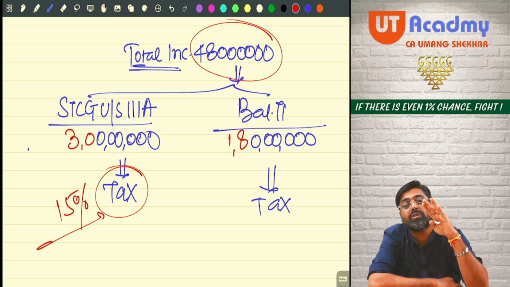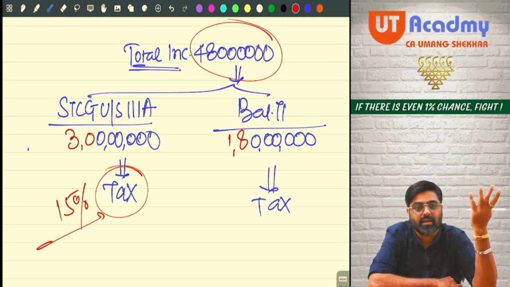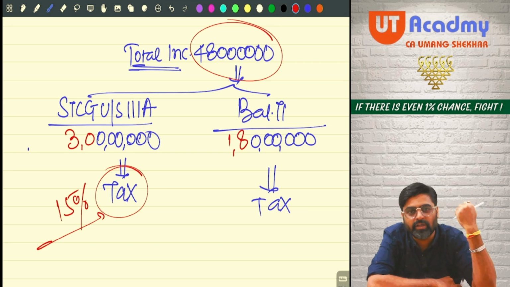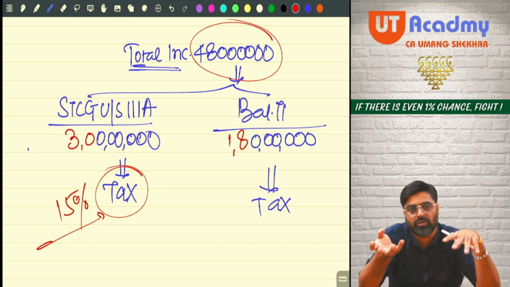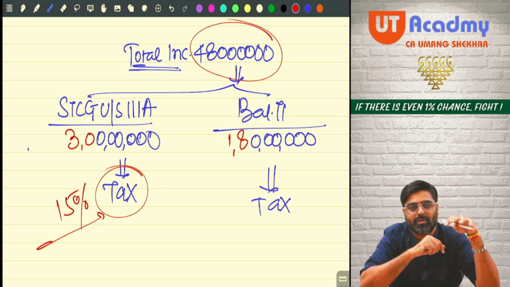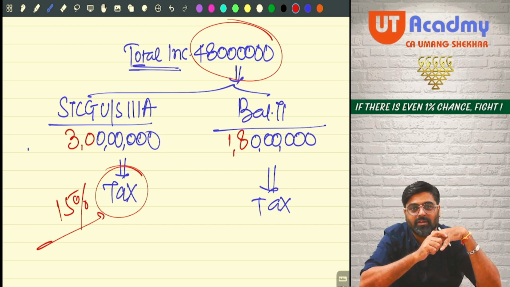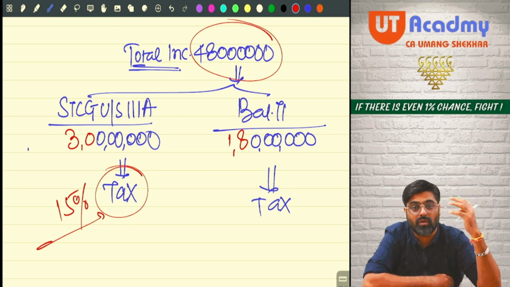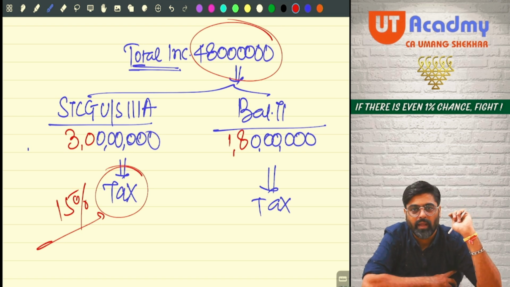These incomes are taxed at concessional rates. Share market transactions usually result in these kinds of incomes. Dividend coming from shares, 111A, short-term gain on transfer of listed shares, 112A, long-term gain on transfer of listed shares. All those things you'll learn later on. And these tax rates have changed also.